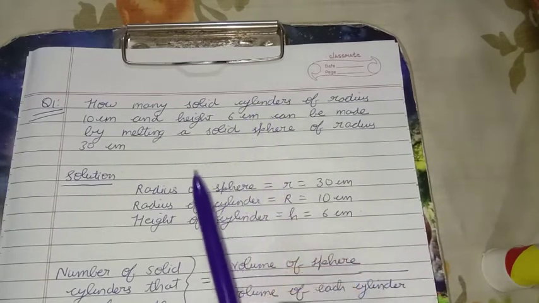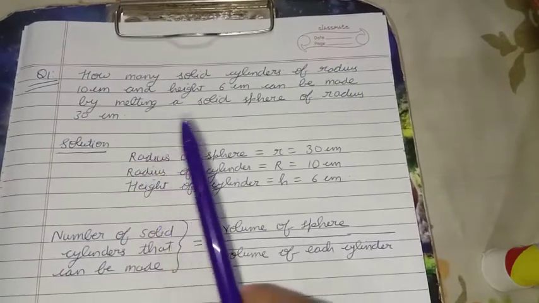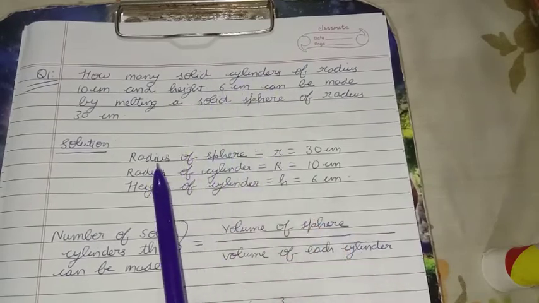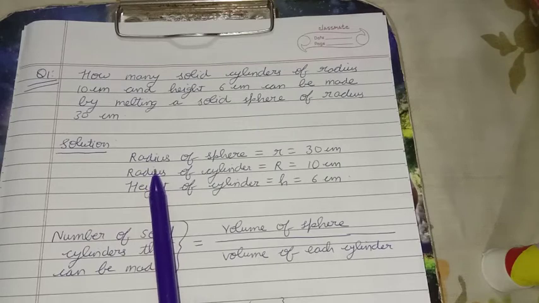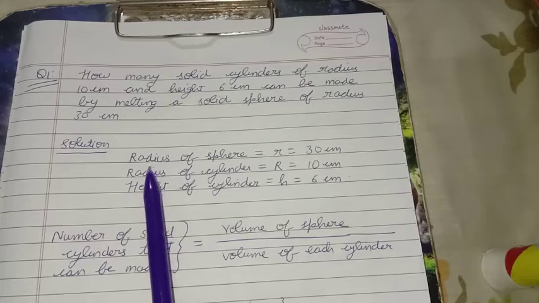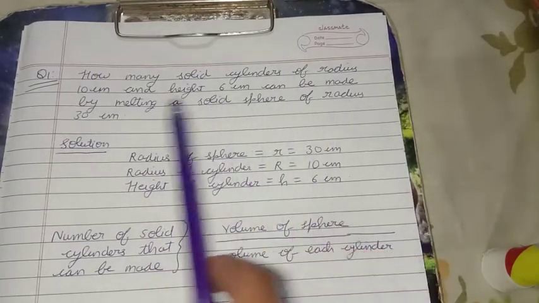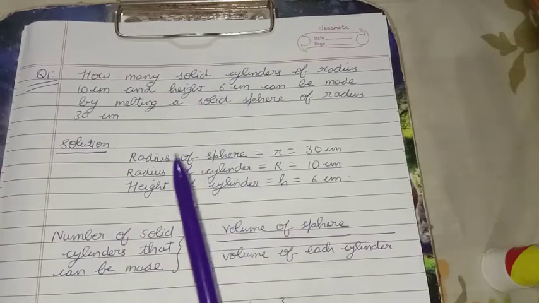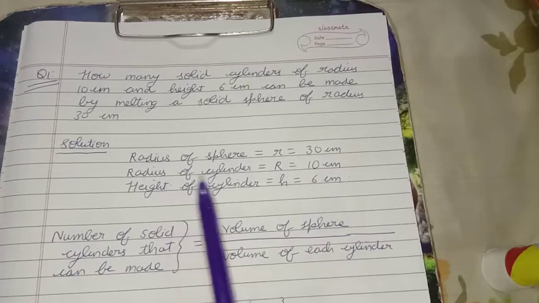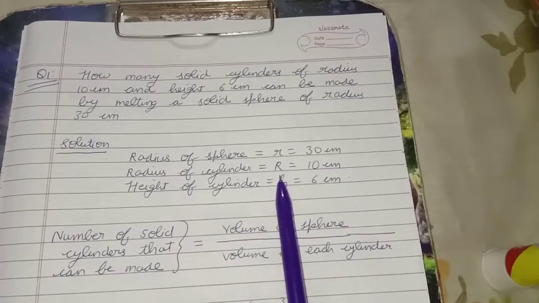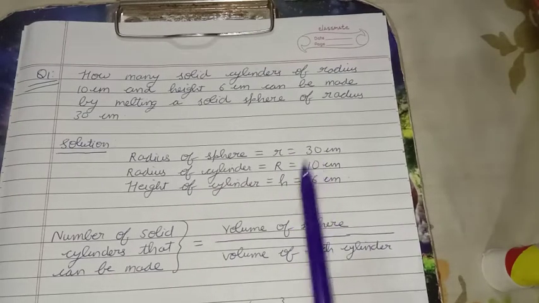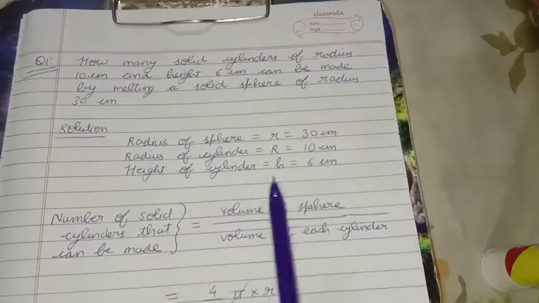Got this? So the way we are going to solve it is, first of all we'll calculate volume of solid sphere and volume of solid cylinder. So first thing is, we'll collect the given data. I told you always make a habit of collecting the data. First, the given thing is radius of the sphere, from which we are going to make the cylinder. So radius of the sphere, small r, is 30 centimeter. Radius of cylinder, that is capital R, is 10 centimeter. Got this? Radius of sphere is small r 30, of cylinder it is 10, and height of cylinder is 6.